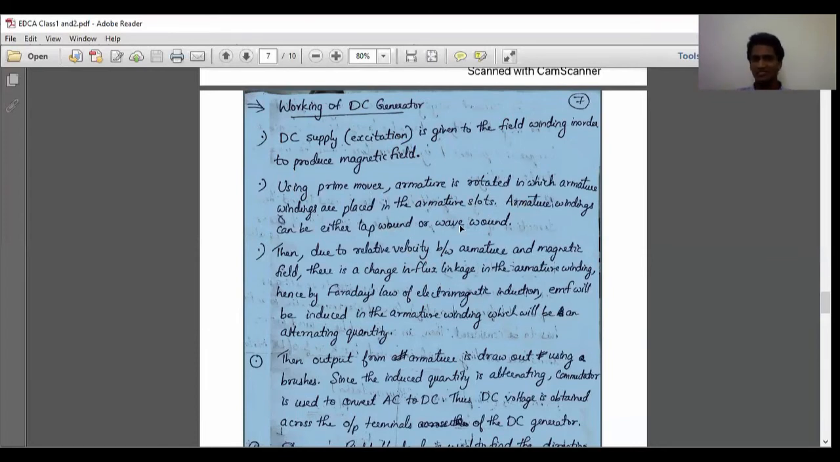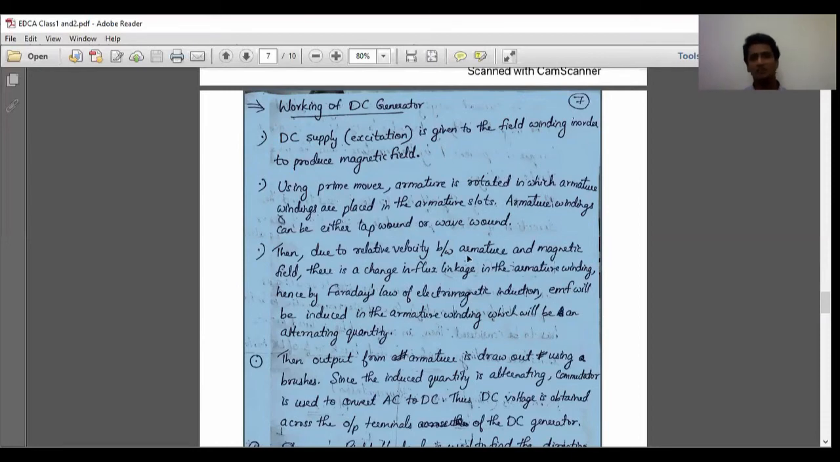It's also already discussed. In case of DC generator, we know that we want a magnetic field in which we have to move our conductor. That means we have to rotate our armature. So in order to produce a magnetic field, we have a field winding which is excited using a DC supply. Then we produce magnetic field. Then I will rotate my armature with the help of a prime mover, and the armature windings placed in the armature slots also is moving on the magnetic field.